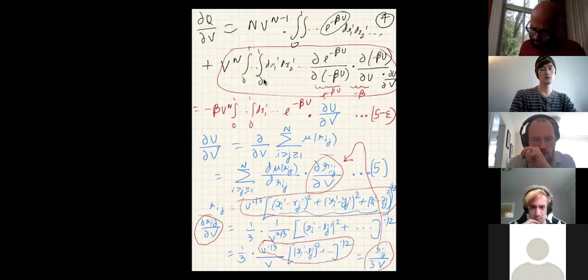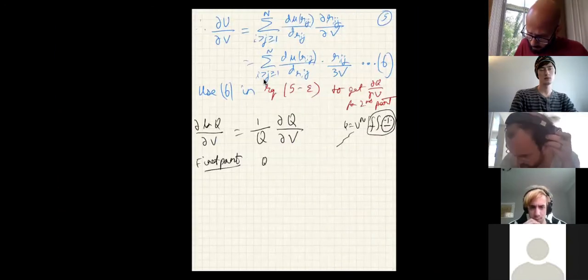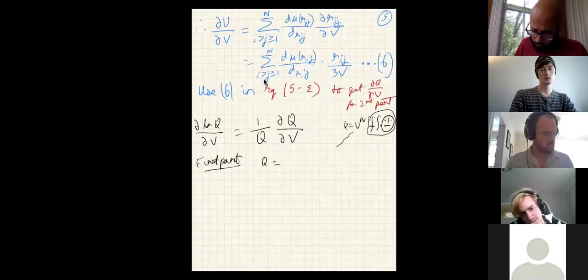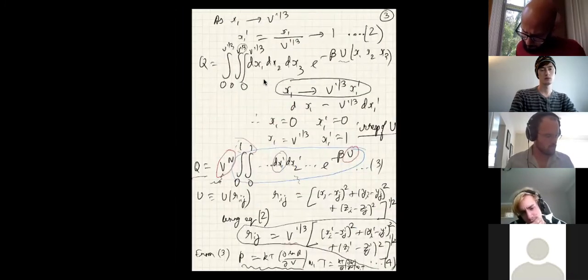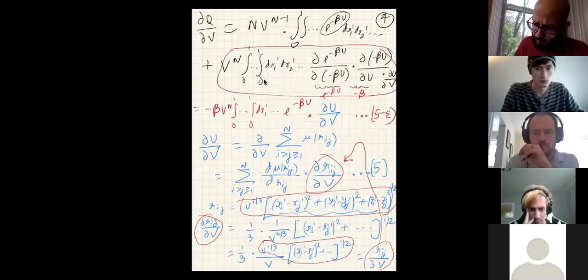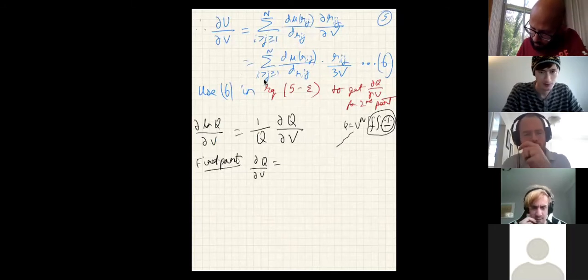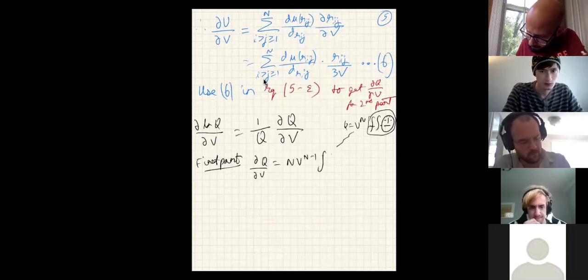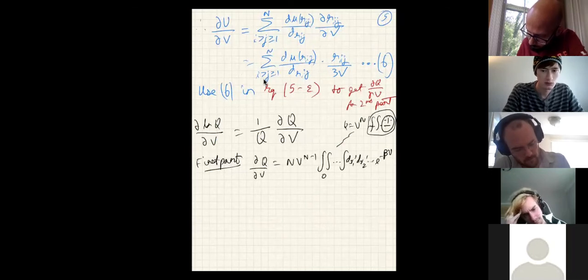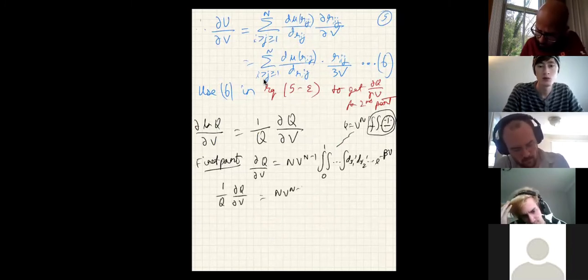So for the first part, how do we do it? We already wrote it down. For the first part, we wrote down our partial Q by partial V, and it is over here. So partial Q by partial V is N V to the power N minus 1 multiplied by dx1 prime, dx2 prime, e to the power minus beta u, and everything going from 0 to 1. Now we have to divide this by Q. Therefore, 1 by Q, partial Q by partial V is going to be N V to the power N minus 1.